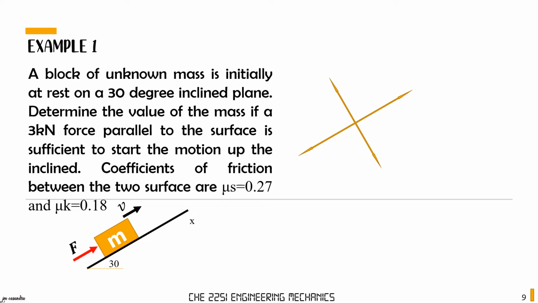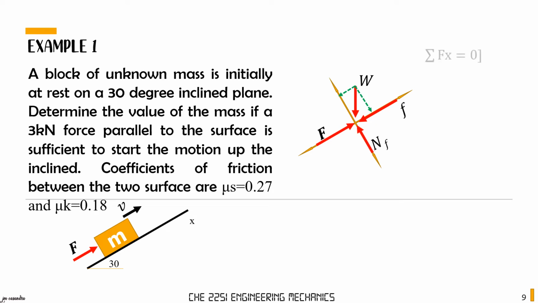So before we start our solution, we first draw an FBD. So we have your applied force along X, we have your weight vertical, so it will have an X component and a Y component. So there is a frictional force which is directed downwards along the incline as our motion is upwards, and you will have your normal force.